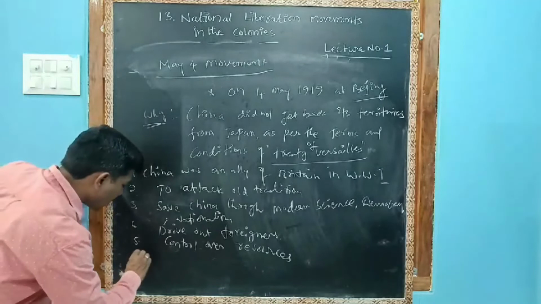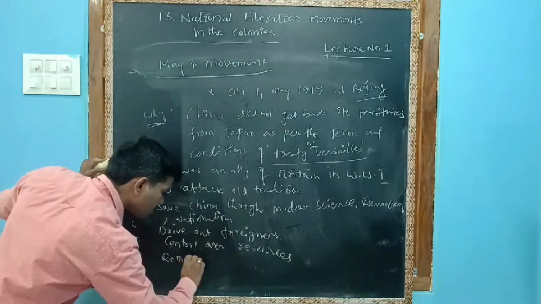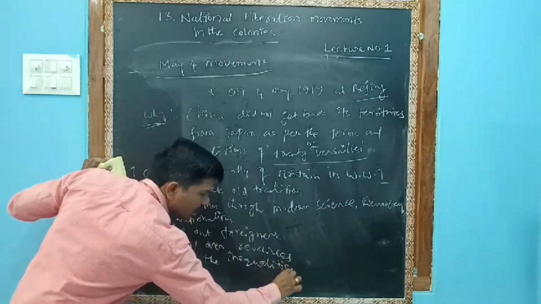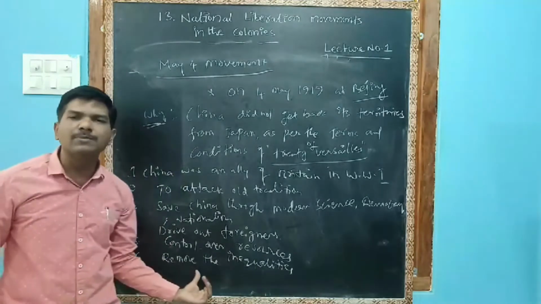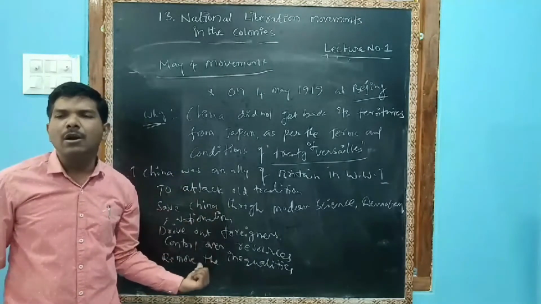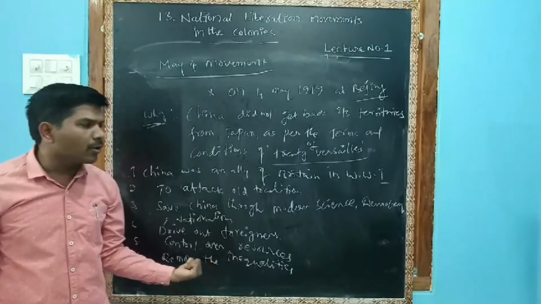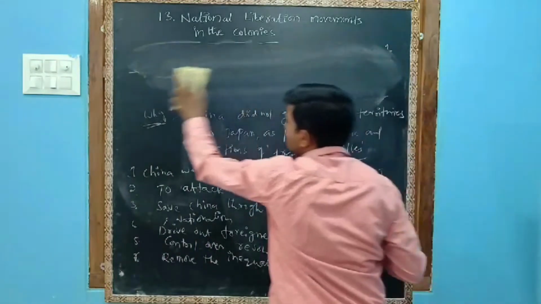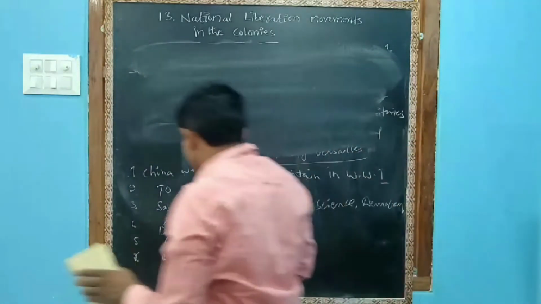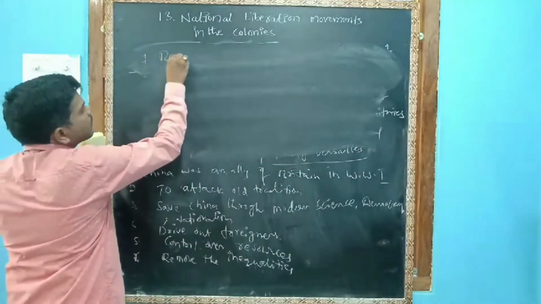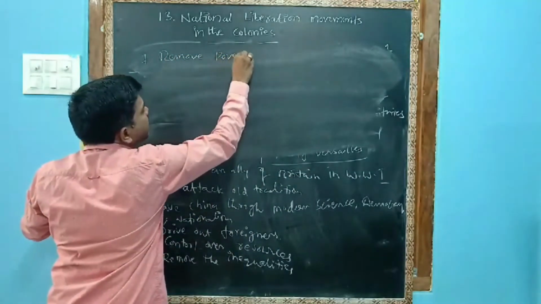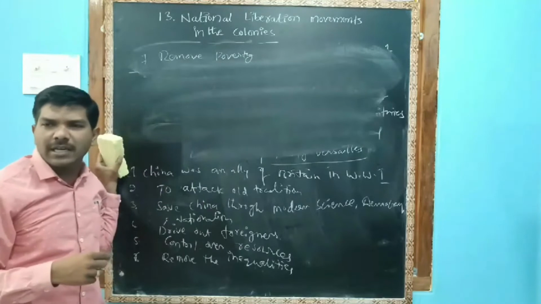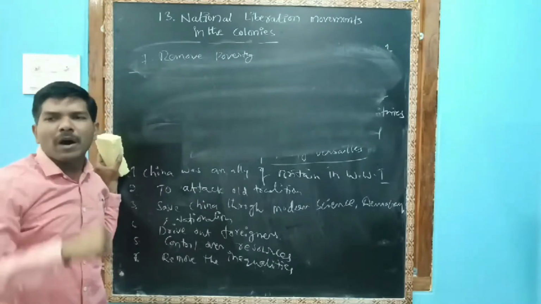Next, they also say remove the inequalities. There were a lot of inequalities among the people, poverty. Okay? Seventh one: remove poverty. The majority of the people in China were poor. Mostly they depended upon agriculture, and they were giving the slogan to remove poverty.